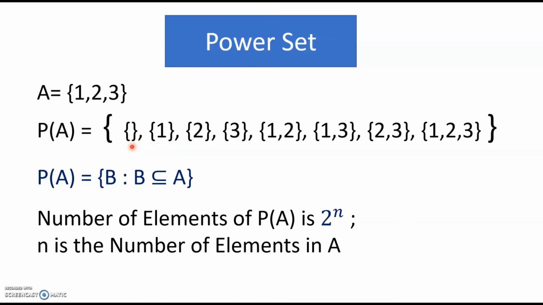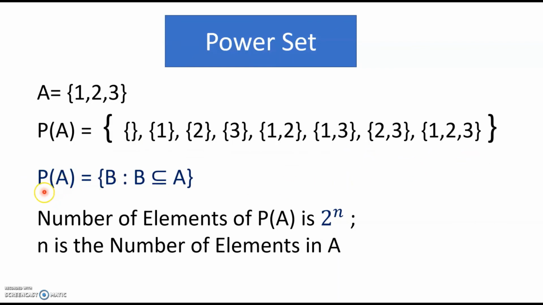So we will start with an empty set. We know that empty set is a subset of A. Then {1} is a subset of A, {2} will be a subset of A, {3} will be a subset of A, {1, 2} will be a subset of A, {1, 3} will be a subset of A, {2, 3} will be a subset of A, then {1, 2, 3} will also be a subset of A. So this set P, which comprises of all the subsets of A, is called the power set.